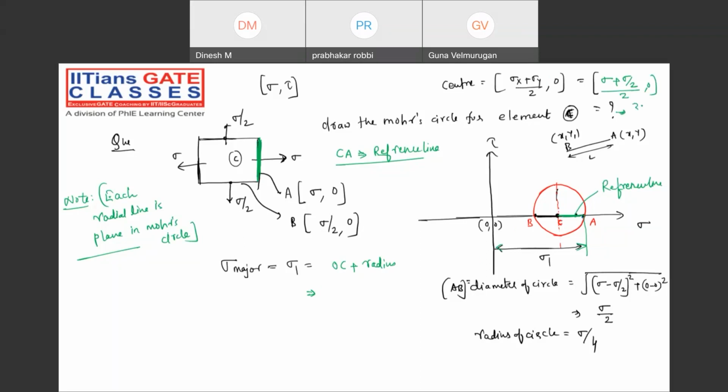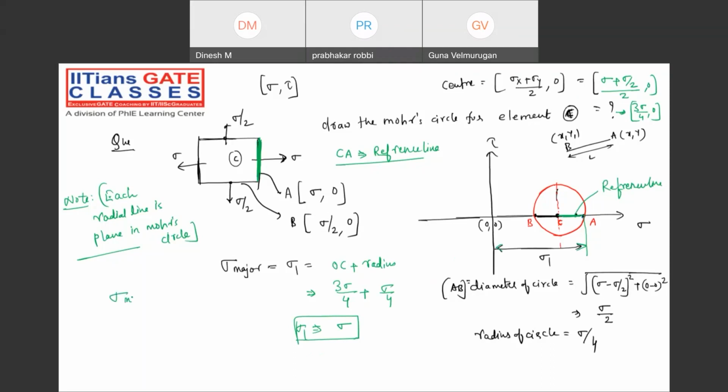What will be the answer? 3 sigma by 4, comma 0, right? Check it out. All of you, please check it out. Perfect. What will be the value of OC plus radius? 3 sigma by 4 plus radius, which is sigma by 4. Then what is sigma 1? Sigma 1 will be equal to sigma only.